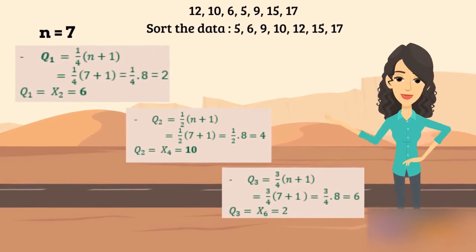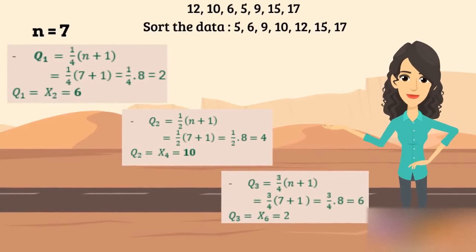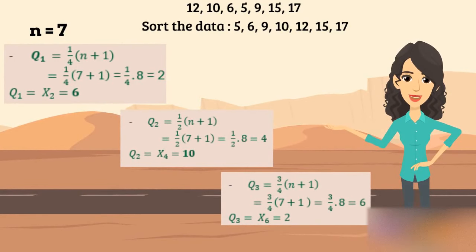So guys, in this example, we will calculate the location of Q1, Q2, and Q3 using the previous data, namely 12, 10, 6, 5, 9, 15, 17. But guys, what you must remember is that to calculate the location of quartiles and even deciles and percentiles, you must sort the data first, smallest to largest, so that it becomes 5, 6, 9, 10, 12, 15, 17. In this data, we can calculate directly that n or the number of data is 7. So we just enter the formula.